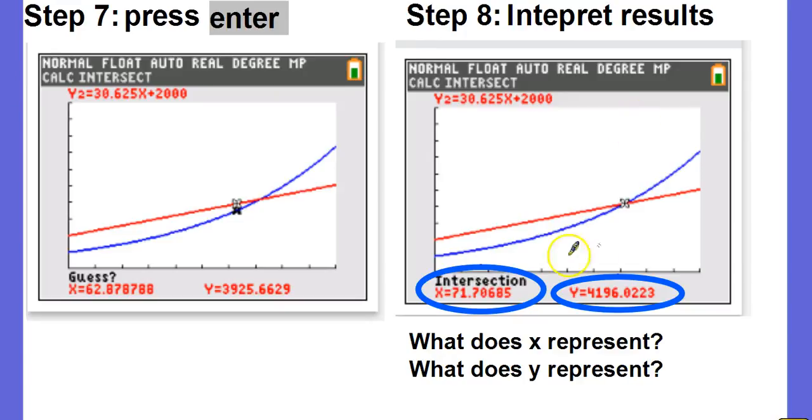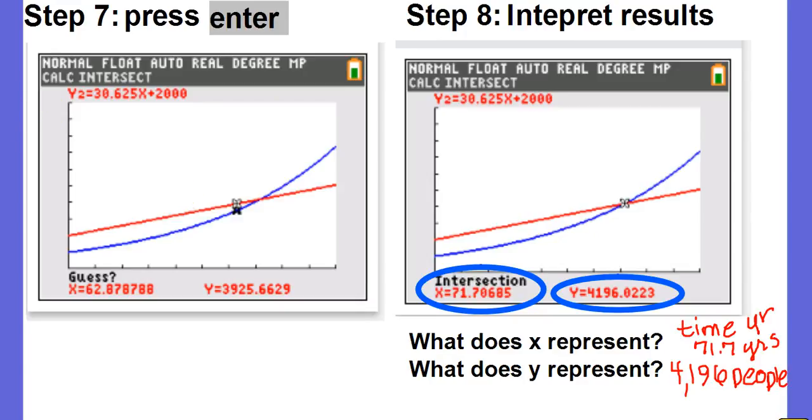What you have here at the bottom says here's your intersection. X is 71.7. What does that represent? Time in years. So in 71.7 years, the population is going to equal exactly the food supply. What does y represent? Come on, guys, remember? The amount of people. So there are 4,196 people who will eat all the food.